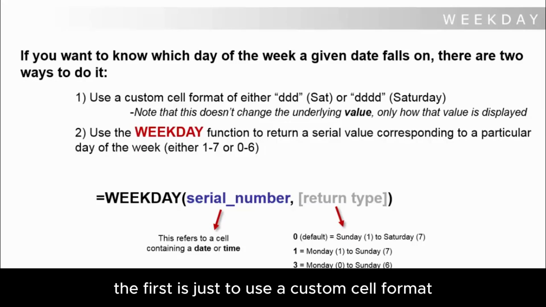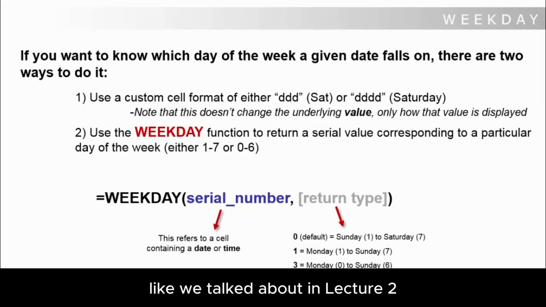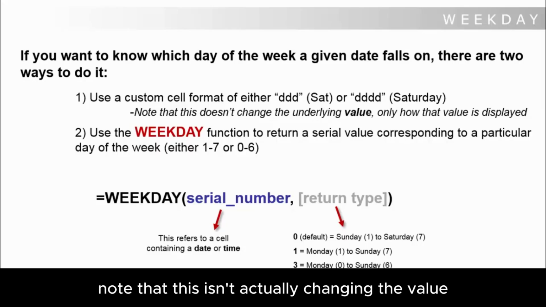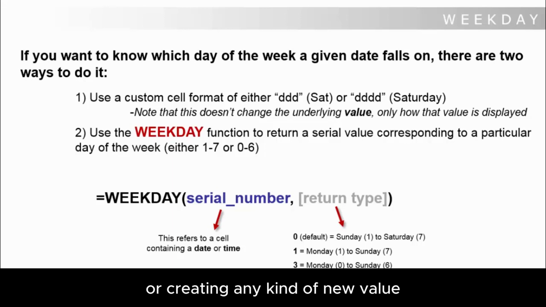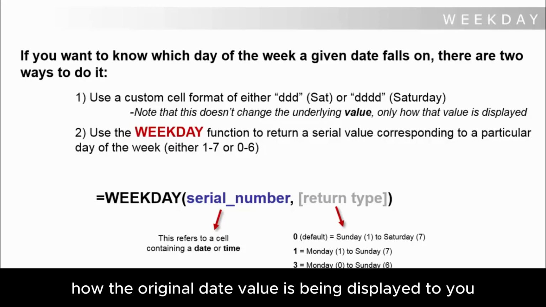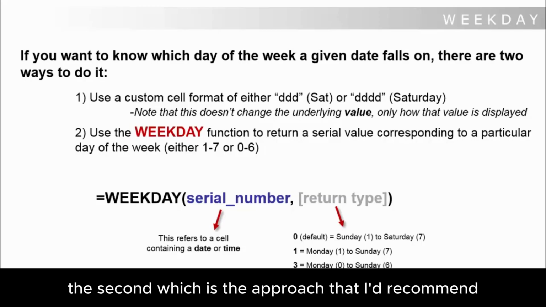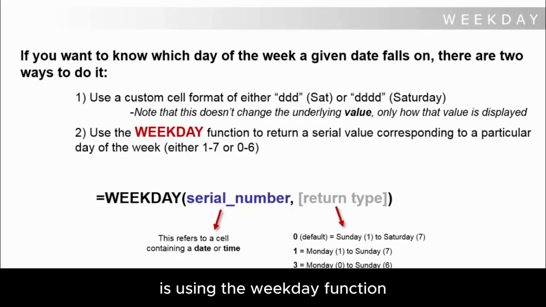The first is just to use a custom cell format like we talked about in Lecture 2. So you can use either 3 Ds to get an abbreviated day of week or 4 Ds to get the full day of week. And again, note that this isn't actually changing the value or creating any kind of new value. It's only changing how the original date value is being displayed to you.